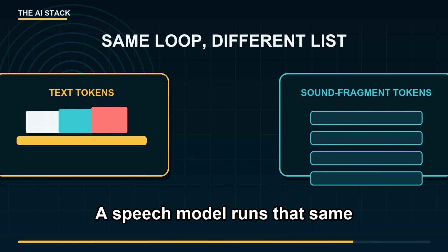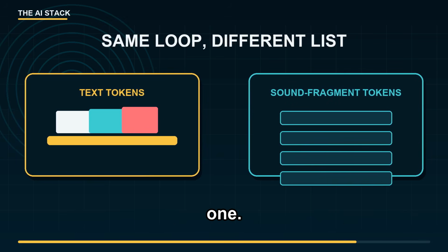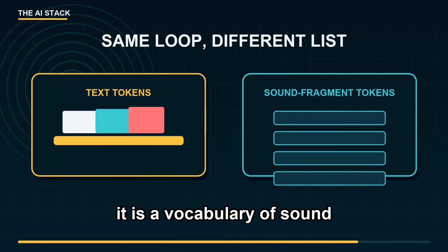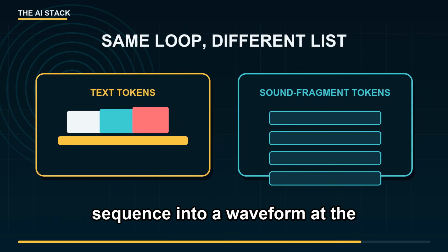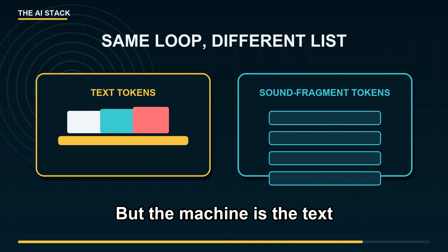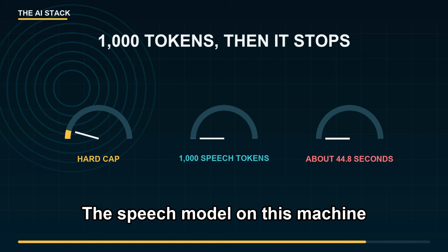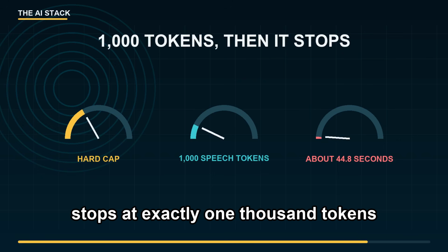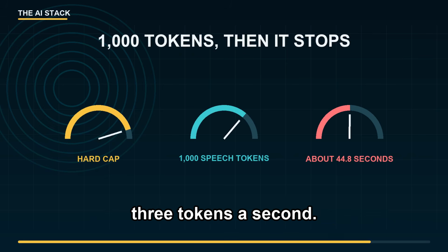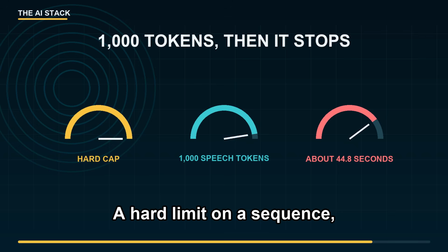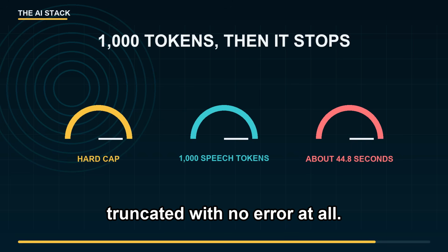A speech model runs that same loop exactly. Reads what it has so far, scores every possible next token, picks one. The list is not words. It is a vocabulary of sound fragments, small slices of audio, and a converter turns the finished sequence into a waveform at the end. But the machine is the text machine, with the ceiling to prove it. The speech model on this machine stops at exactly 1,000 tokens, about 44.8 seconds of audio, at roughly 22.3 tokens a second. A hard limit on a sequence, the same shape as a context window. Cross it and the clip is truncated with no error at all.